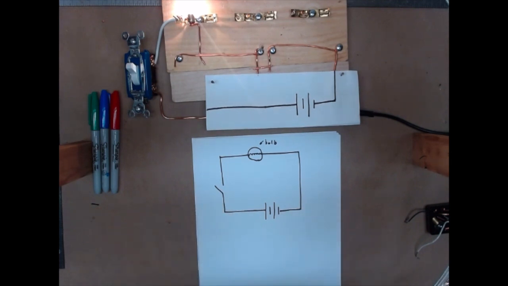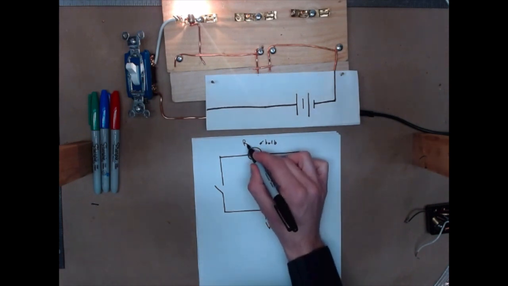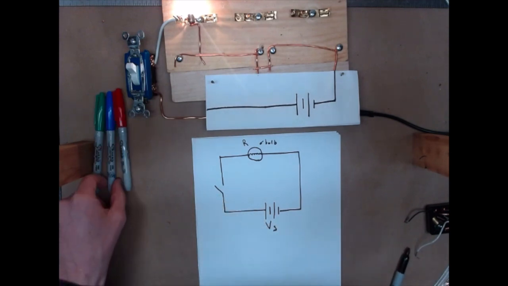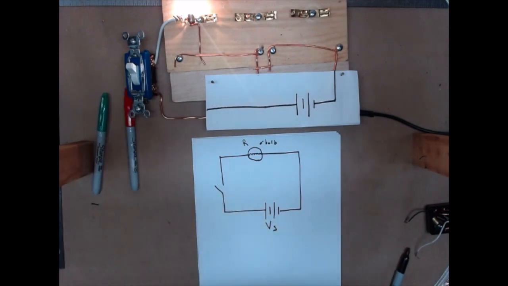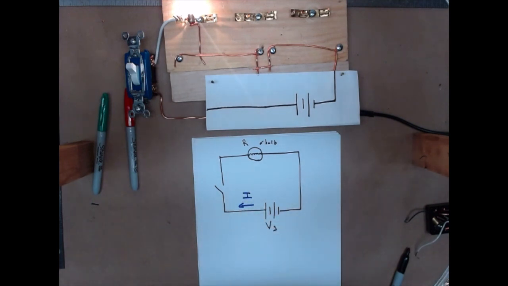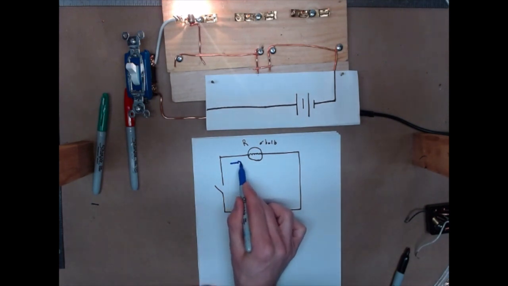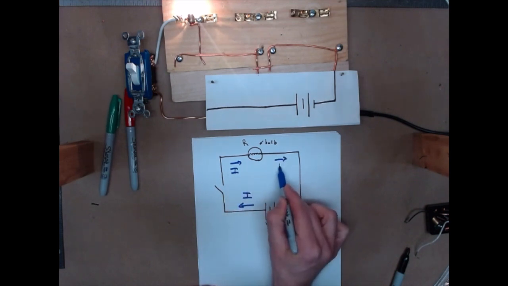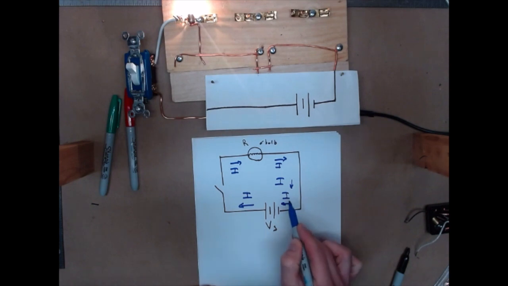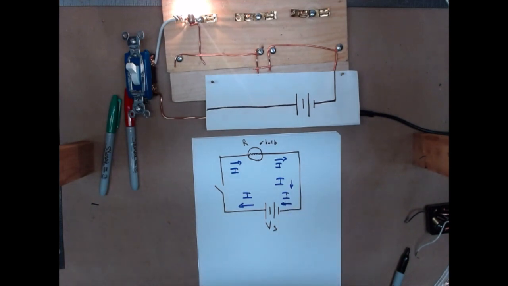All right, so I have my potential difference of the source. I have the resistance of my bulb here. And I know that when I close this switch, I'm going to have a current that's flowing like this, right? And it's going to flow around like that, around my circuit until it returns to the low potential side of the battery. So there's my current flowing around.